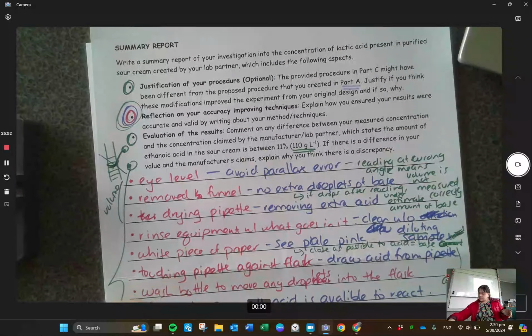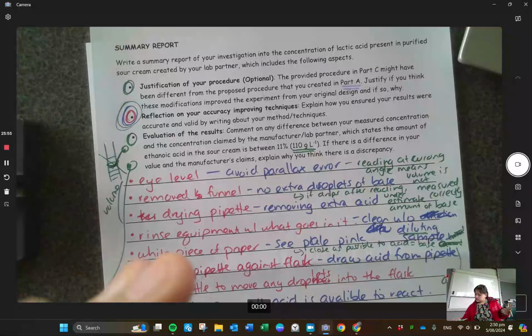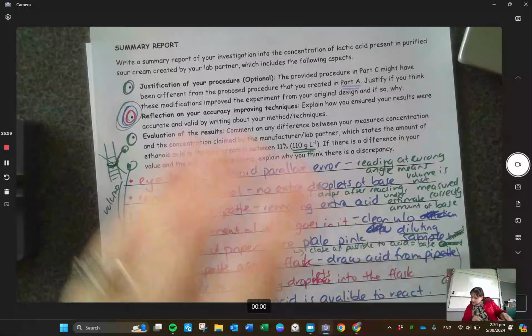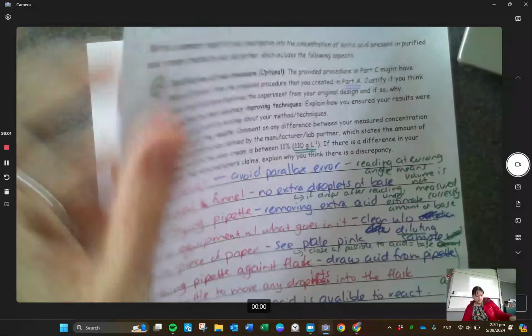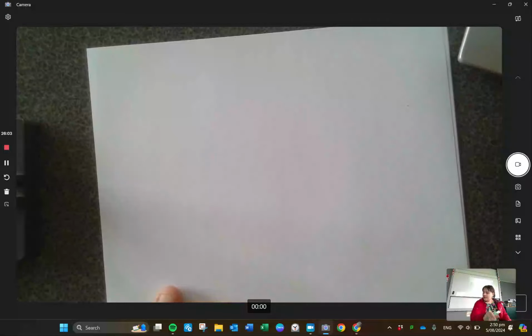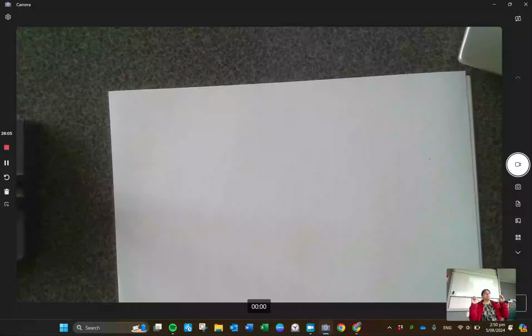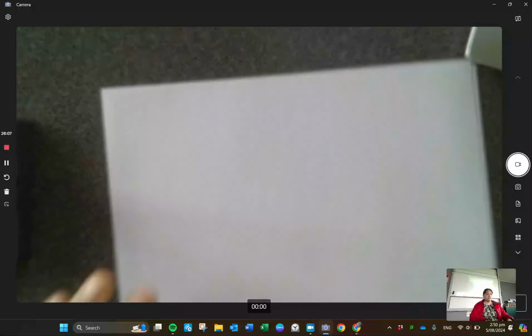So let me just pull up my notes. I'm trying to remember. All right. So two things that you can generically state for error.